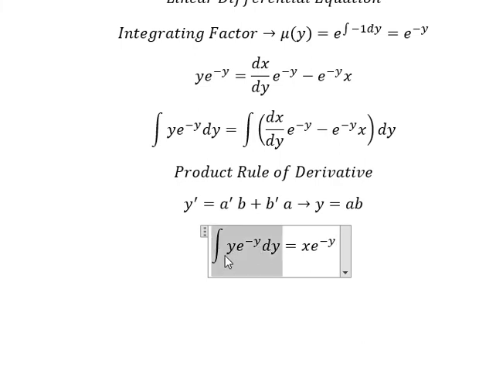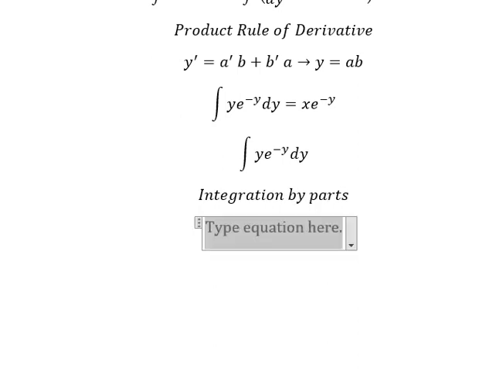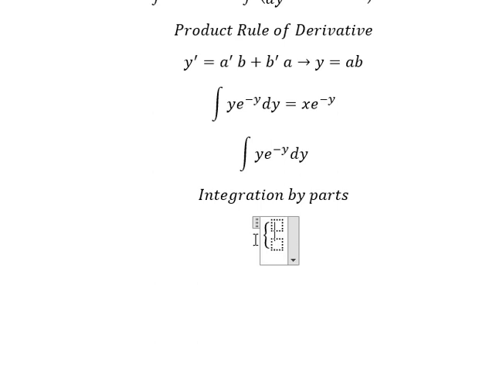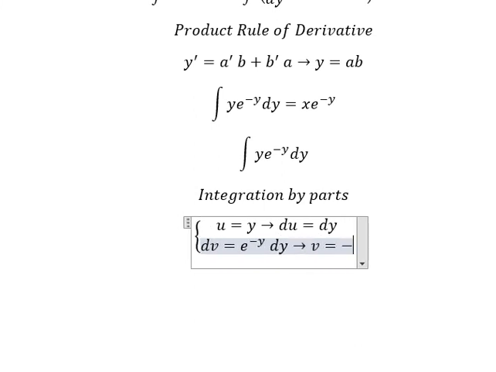Now, I want to concentrate on this one. We need to use about integration by parts. So I will put about u equals to y. Later that, we need to do first derivative for the both sides. dv, we have e to the power of negative y dy. The integration of this one, we have negative e to the power of negative y.